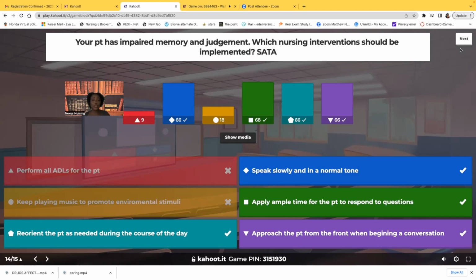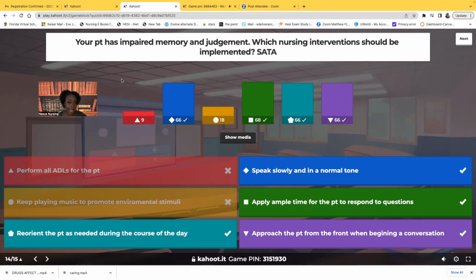Okay. Now, the two wrong answer choices: performing all ADLs for the patient. I can't believe 9 people chose this. After I told you that in nursing, we want the patient to do as much for themselves as possible. The only time we want to step in is when they can't do something for themselves. So why would we perform all of their ADLs for them? We want them to be independent.